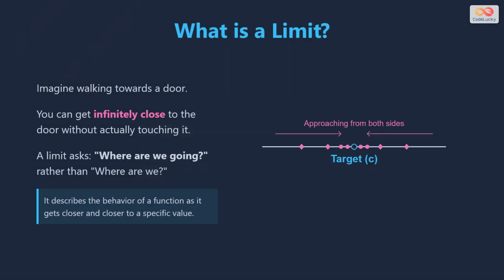Imagine you are walking towards a closed door. You can step halfway there, then halfway again, and halfway again. You are getting infinitely close to the door. You can get as close as you want, but strictly speaking, you never have to actually touch it. In mathematics, a limit asks the question, where is the function going? It cares about the journey and the trend, rather than the final destination point itself.